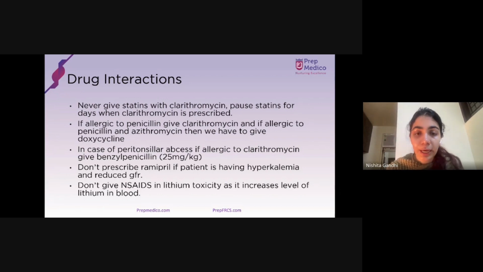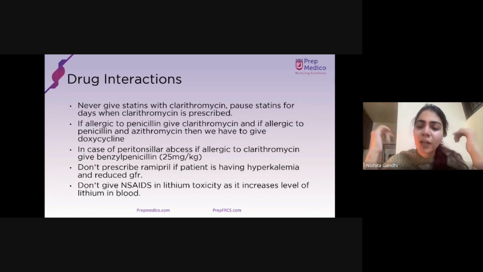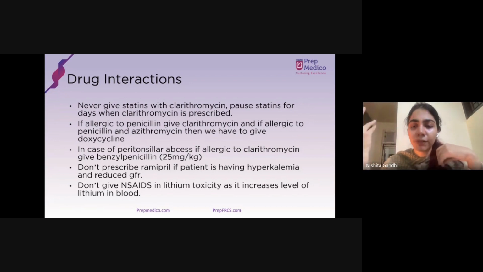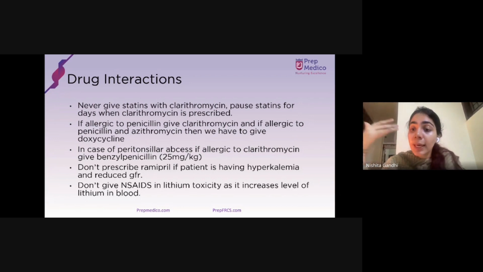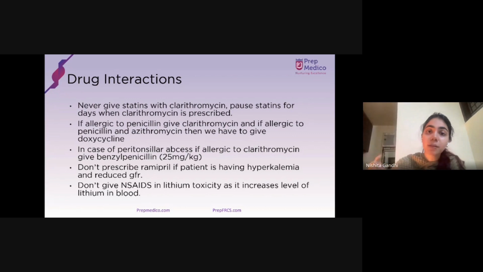Then in the end, we have NSAIDs. Never give NSAIDs in lithium toxicity because NSAIDs increase the level of lithium. So now I have given you these points. Okay, you must be thinking, why is she giving these things? But when you solve the prescription questions, it is really going to help you out because the cases will be very simple. The cases will be like a 9-year-old boy is suffering from peritonsillar abscess.